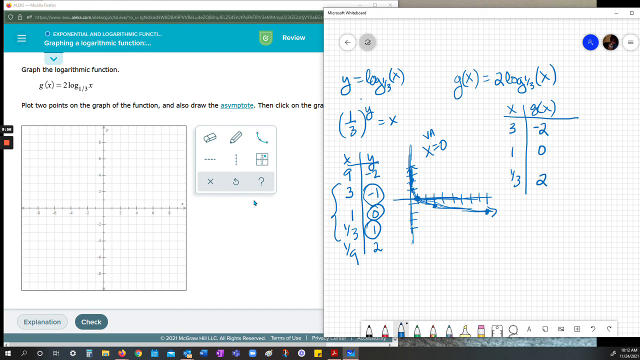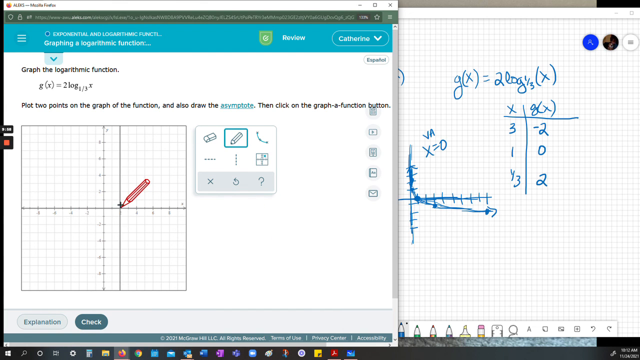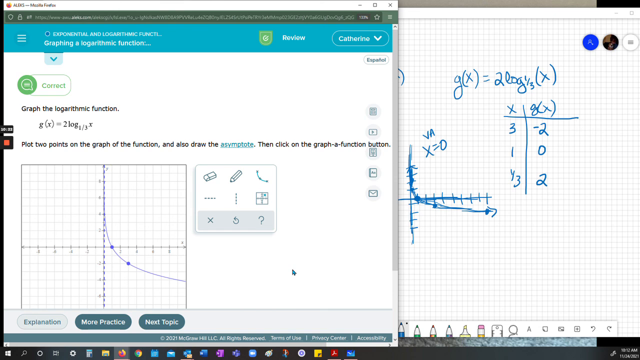So I'll plot 3, negative 2, and 1, 0. And then I need to put in my vertical asymptote. And there we go. And so if I look carefully, it does look like 1/3, 2. That looks right. It's passing through that point. So check. And there we go.